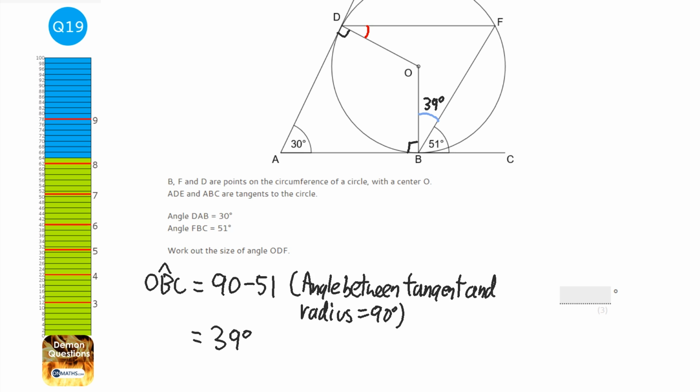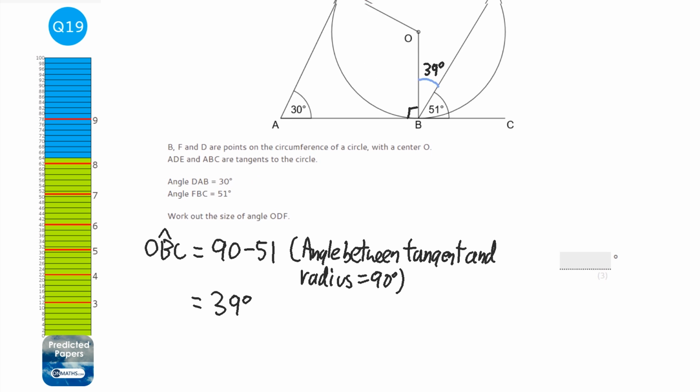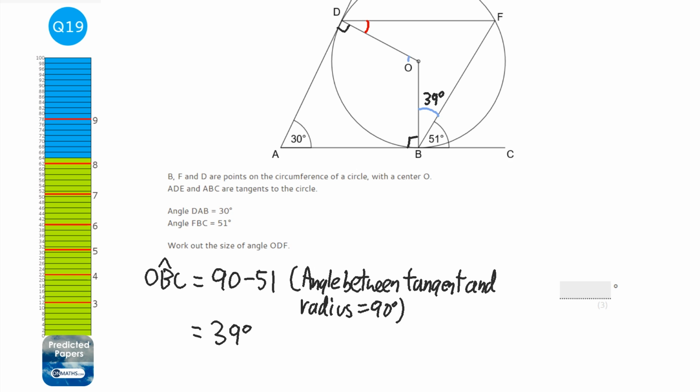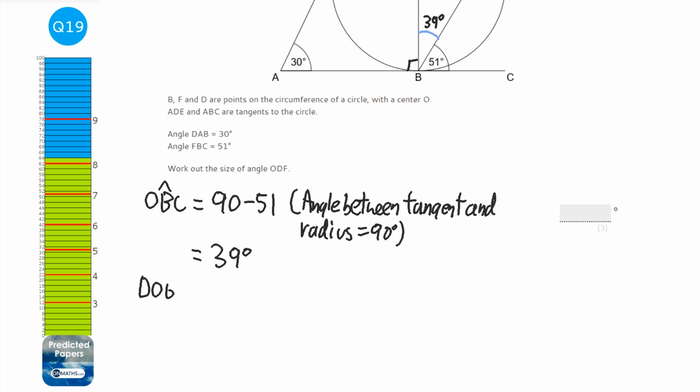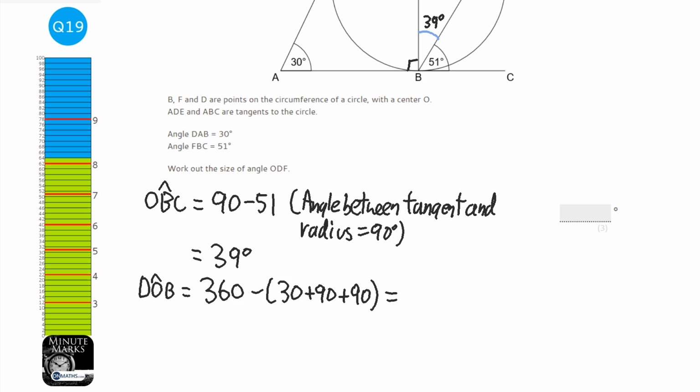And ADOB is a quadrilateral. So we can work out which angle we're going to pick next. Well, let's pick this angle here next. So what's that? DOB. So angle DOB is going to equal 360 take away 30 plus 90 plus 90. Okay, so I need to give a reason. Well, let's work it out first, and we can give a reason afterwards. So we're going to take away, what is it, 180 plus 30, so that's 210 from 360. That's going to be 150 degrees. And the reason is angles in quadrilateral.